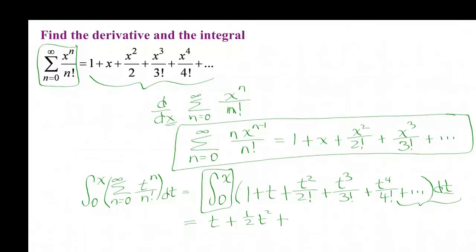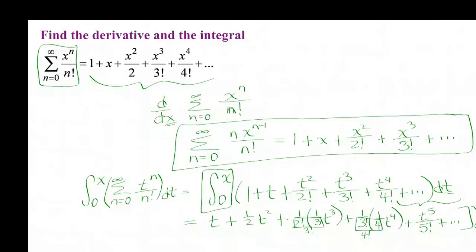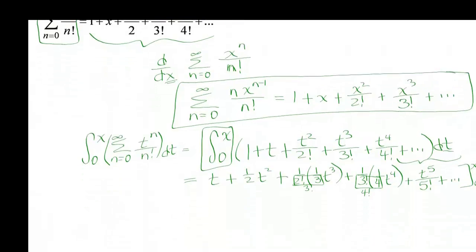I want you to realize here this is 1 over 2 factorial times 1/3 t cubed. Well, 2 factorial times 3 is just 3 factorial. Here we're going to get the same thing. We're going to have 1 over 3 factorial times 1/4 t to the 4th. 3 factorial times 4 is 4 factorial. So we can go straight to the new factorial. It is not as complicated as you might think it is.